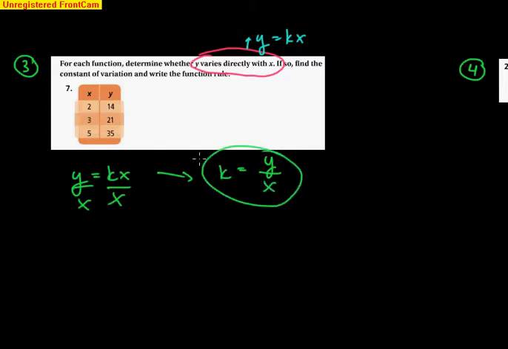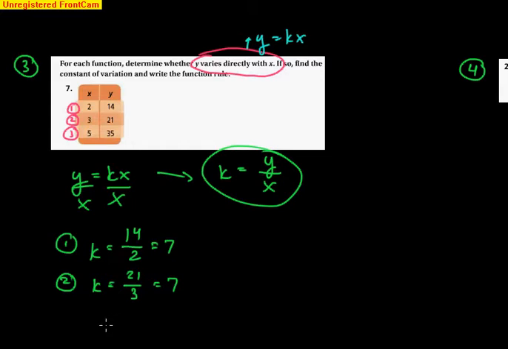This is what we need to use to see if these numbers follow direct variation. Do we get the same k value for each pair? I'm going to label them 1, 2, 3. We have 3 pairs of numbers. So let's find the k value for all 3. For 1, k equals y 14 over x 2. That's 7. Good. For 2, k equals 21 over 3. That's 7. Hey, so far so good.